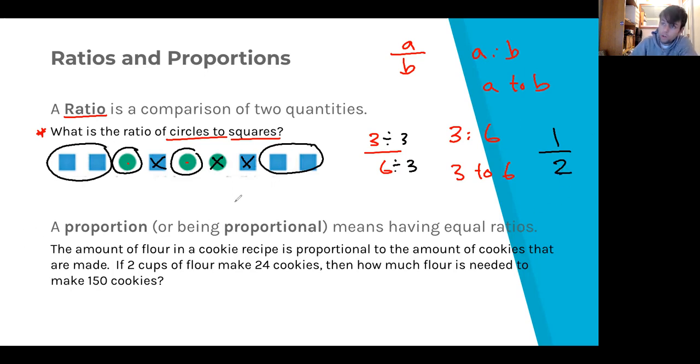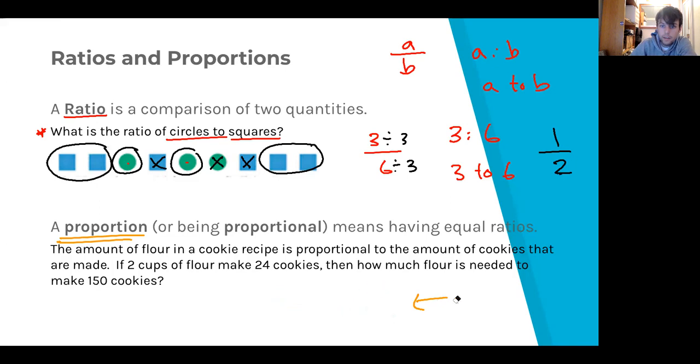Next thing, proportion. A proportion is a way for us to talk about 2 ratios or more ratios being equal to each other. A proportion is simply an equation that says we have 2 equal ratios. So A over B equals C over D. That's an example of a proportion. We're saying that these ratios are equal.